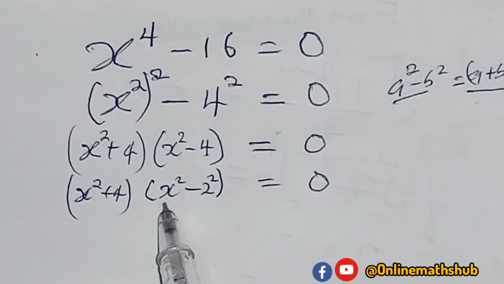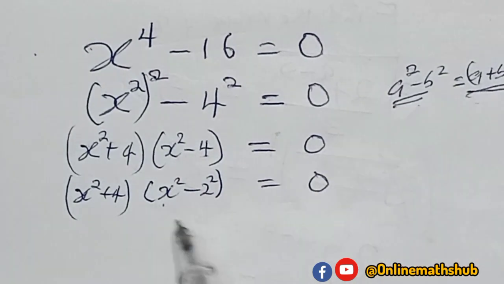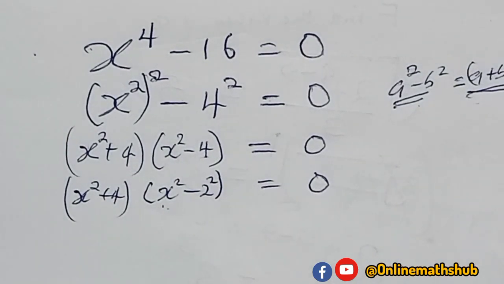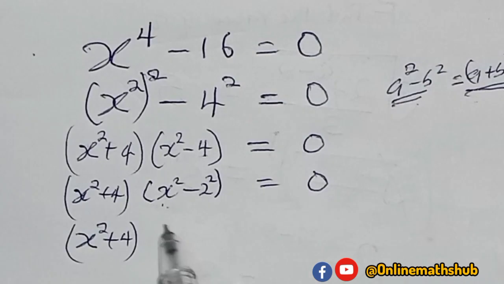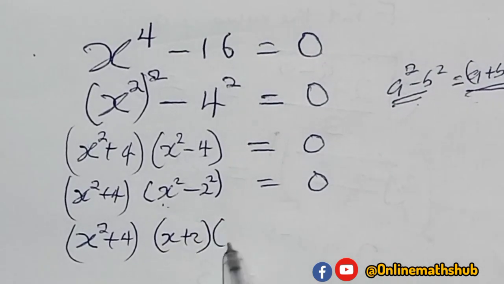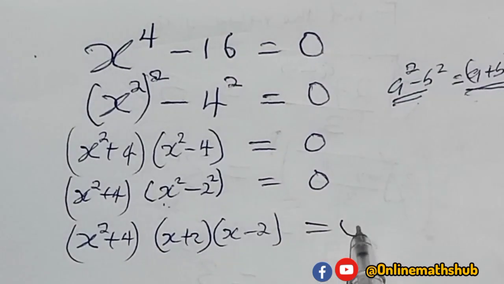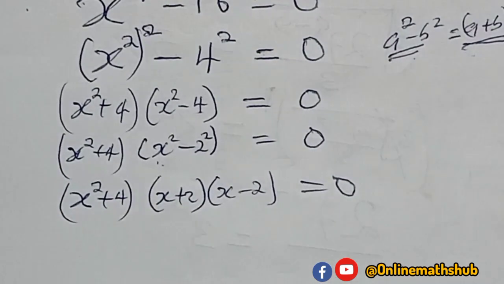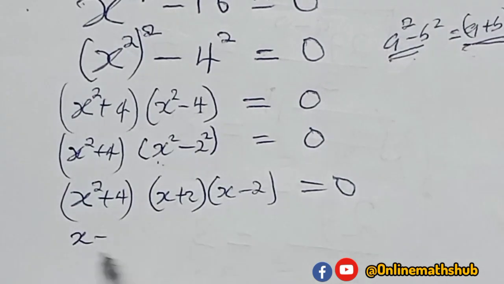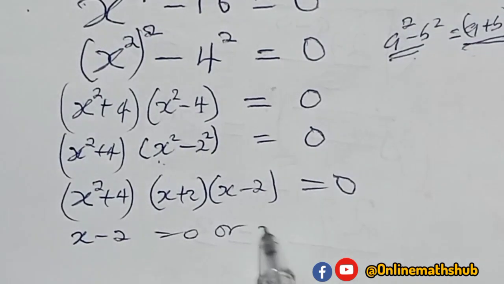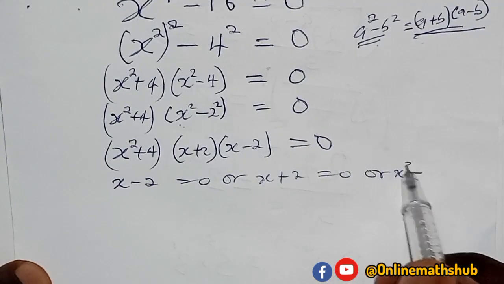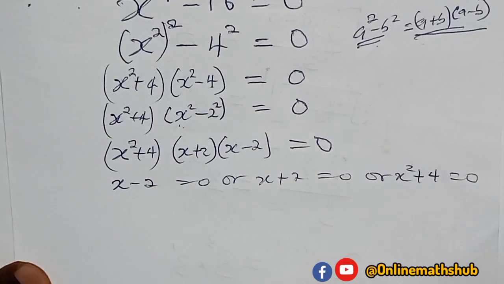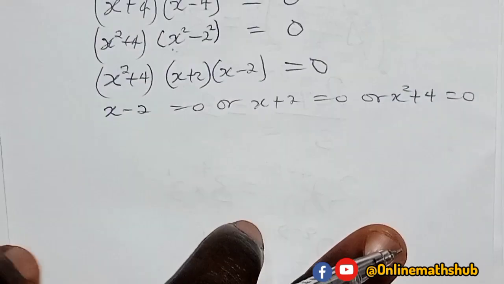So I can use this same rule right here to expand this x squared minus 2 squared. Of course, if I do that, what I'm going to have is (x squared plus 4) into (x plus 2) and then (x minus 2), and it is equal to 0. So clearly from here, using the zero product rule, you can see that x minus 2 is equal to 0, or x plus 2 is equal to 0, or x squared plus 4 is equal to 0. So these are the three cases we've got right here, and we're going to be taking them one after the other.